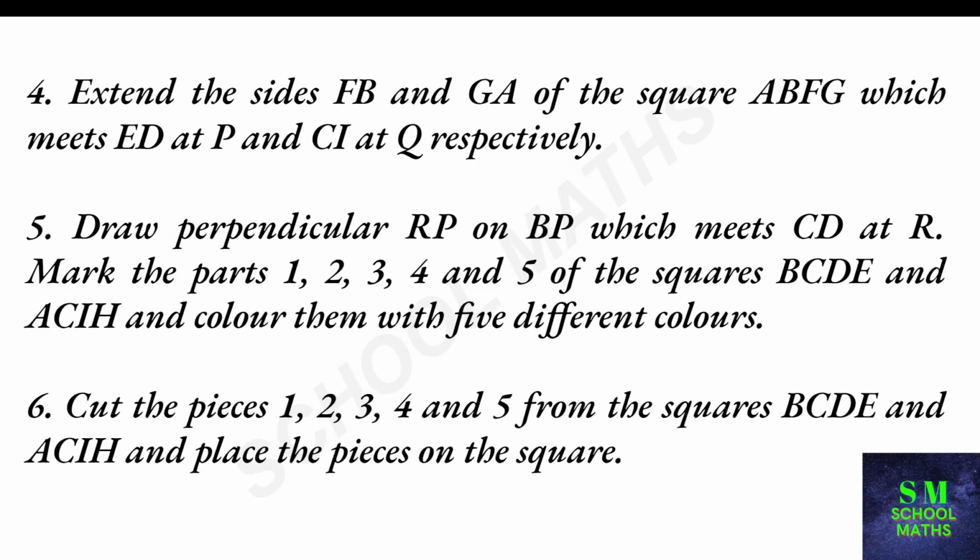Extend the sides FB and GA of the squares AB, FG, which meet at D, E and P, and CI at Q respectively. Draw perpendicular RP on BP, which meets CD at R. Mark the parts 1, 2, 3, 4 and 5 of the squares BCDE and ACIH and color them with 5 different colors. Cut the pieces 1, 2, 3, 4, 5 from the squares BCDE and ACIH and place the pieces on the square.